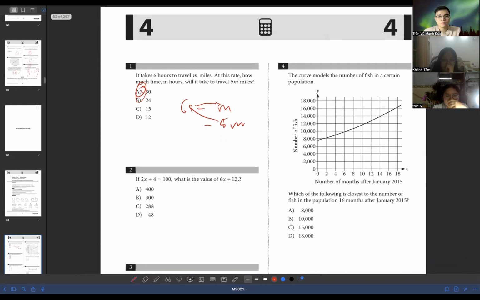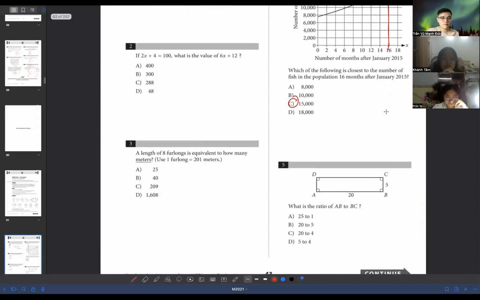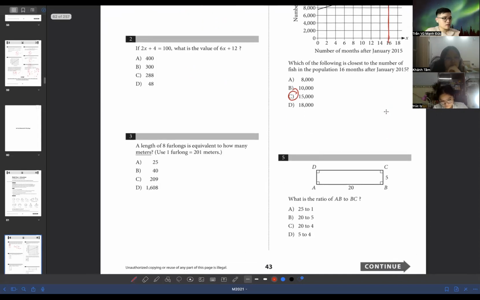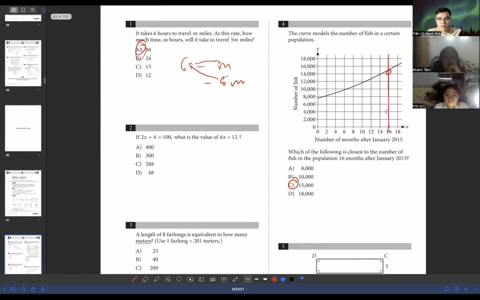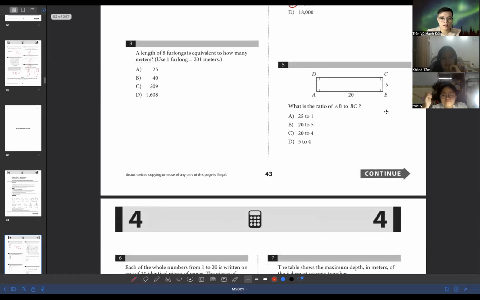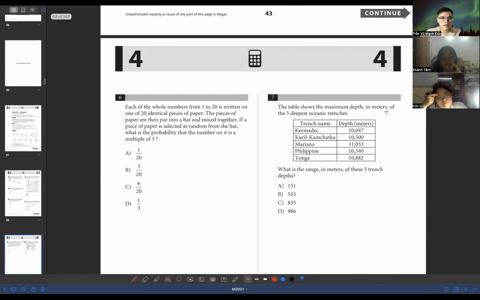Okay, 4C. Let's see. Closest January 16 months, which is this one. Okay, very good, just reading a graph. I find that your weakness was on graphs a month ago, but you've done quite decently lately, so good job.